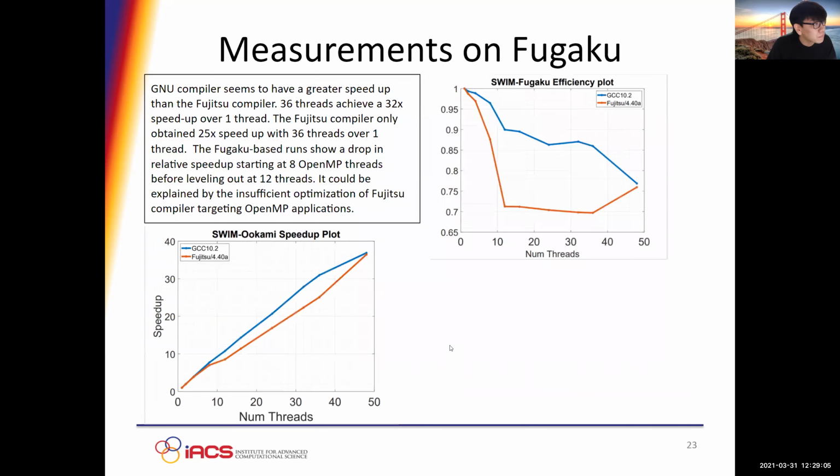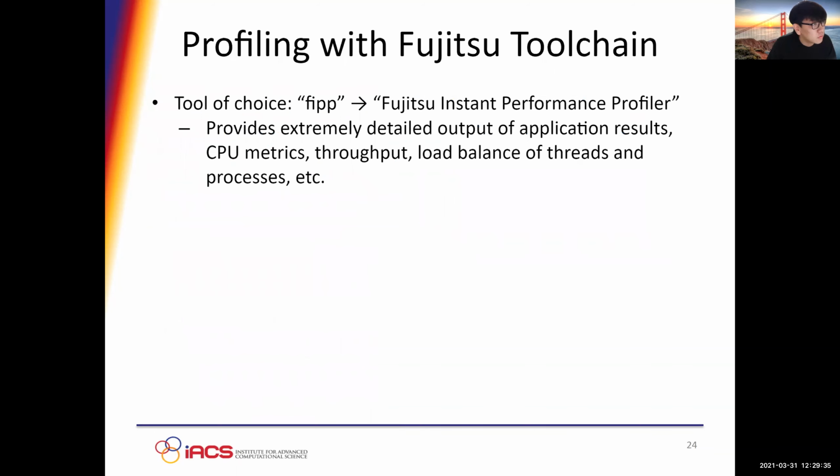Cool. So back to the speedup study. As we showed before, a similar situation appears: GCC has a better speedup ratio than Fujitsu compilers, and the efficiency study shows Fujitsu compilers are not as efficient as GCC, which could be partially explained by insufficient optimization, or it's already fast enough. So, right. Okay, let's move on.